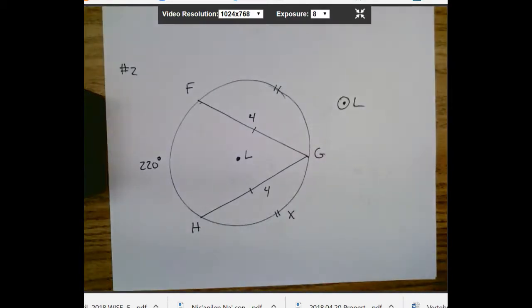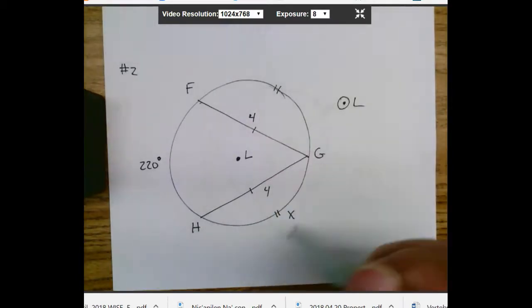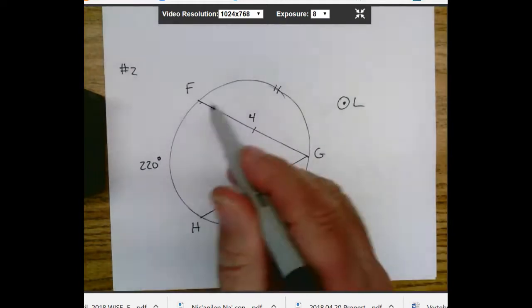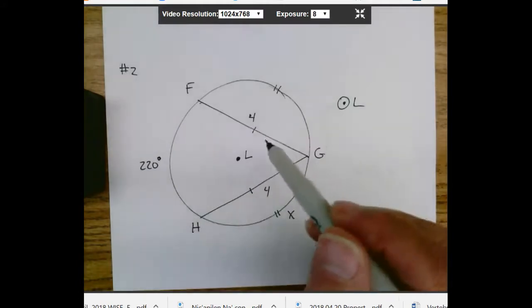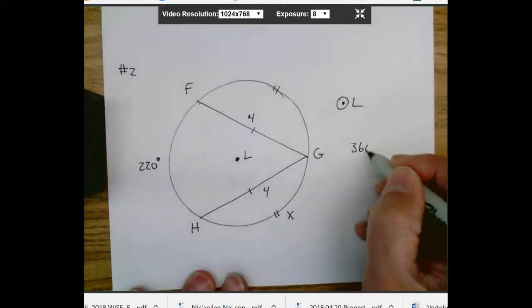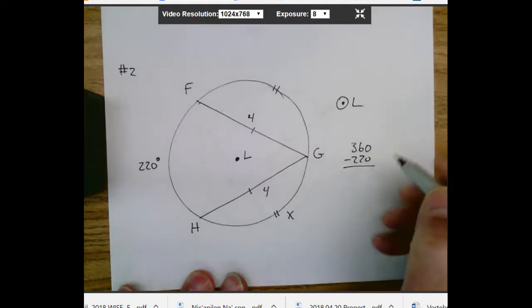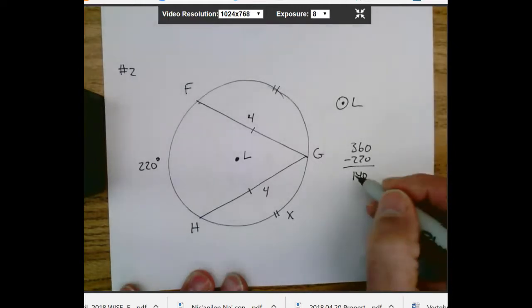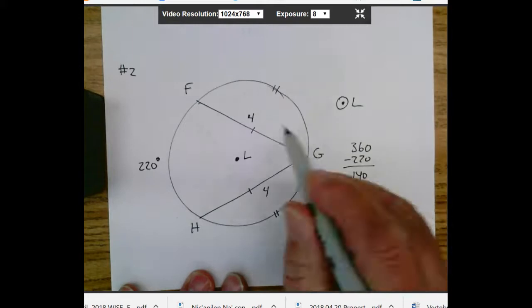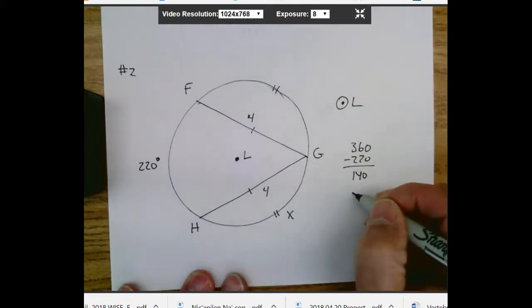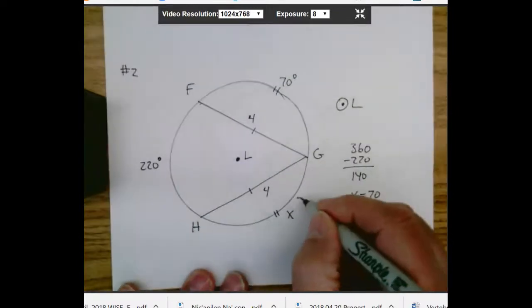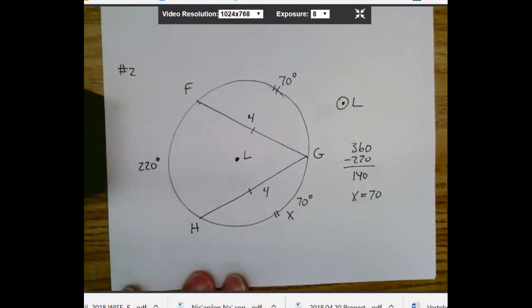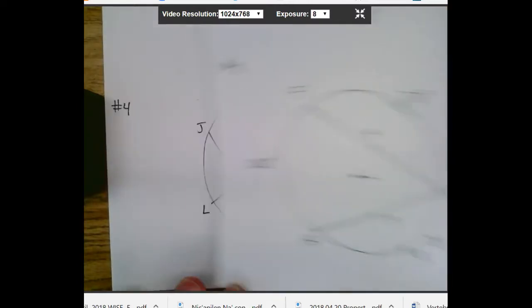You might say, we still don't know what they are, right? But we do know that these are equal, and that the other arc on here is 220. The total degrees of this circle will be 360, so if we take 360 minus 220, we'll get 140, and we divide that in half because they're both equal to each other, they're the same, and we would get x equals 70. So this would be 70 degrees, this would be 70 degrees, and that would give us 360 degrees around the circle. So it's another example.